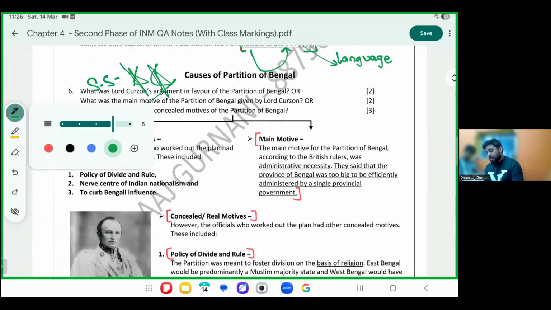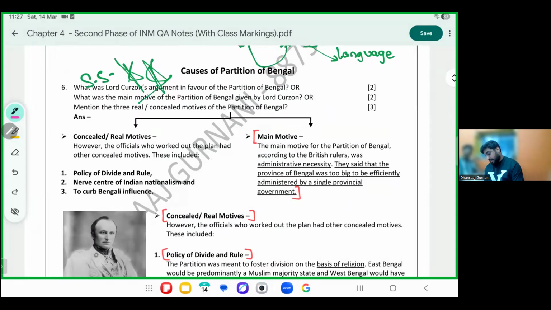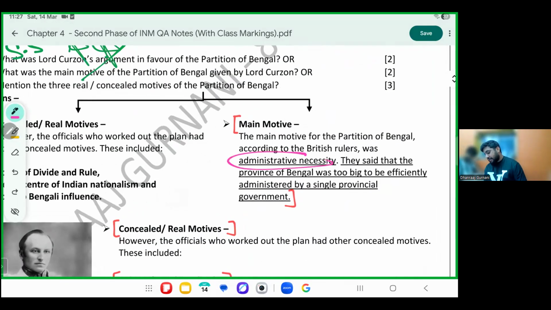What was the main motive? The main motive to break down Bengal, they said, was administrative necessity. What they told you and what they did was completely opposite. They told you that they were doing it on administrative necessity. Very important keyword.